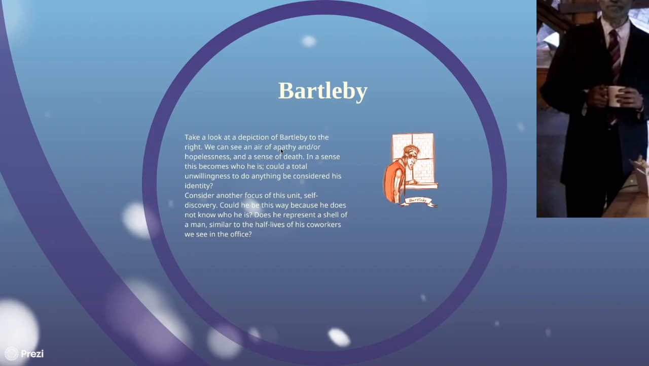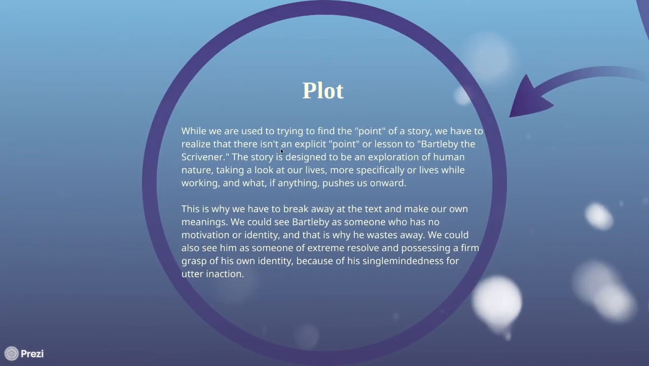Consider another focus of this unit, self-discovery. So he hasn't discovered himself. Is this why he acts the way he does? Is this why he eventually starves himself to death, kills himself? Those are things to think about. And try and look for textual evidence. Go back if you have time before the discussion and try and dig up some textual evidence, because that's really what supports your idea. You can say anything, but you just have to have some textual evidence to back that up.